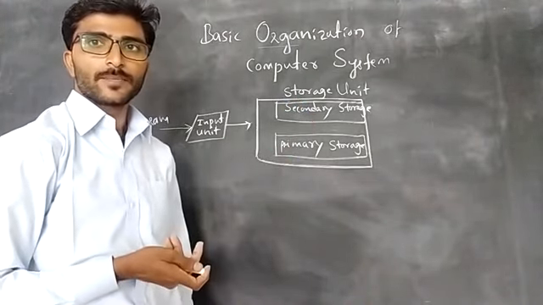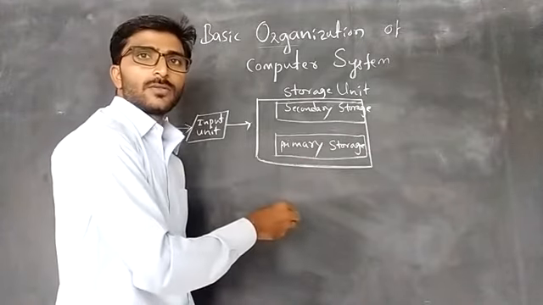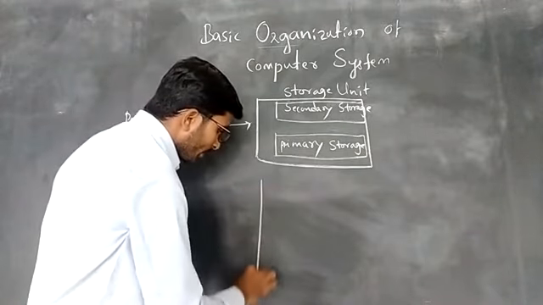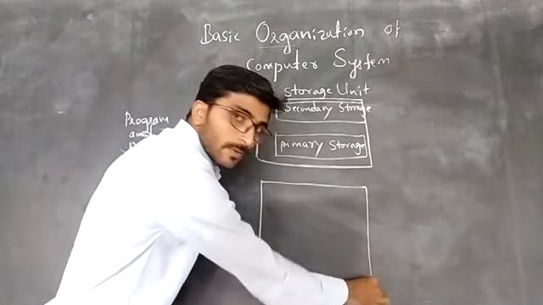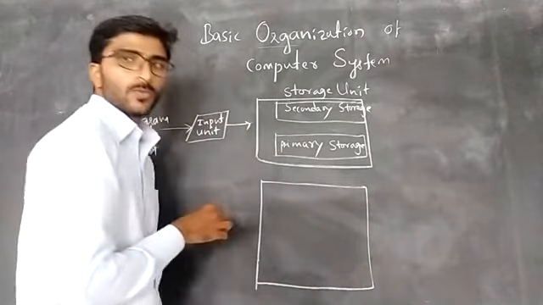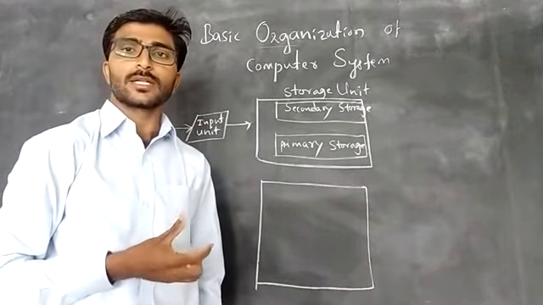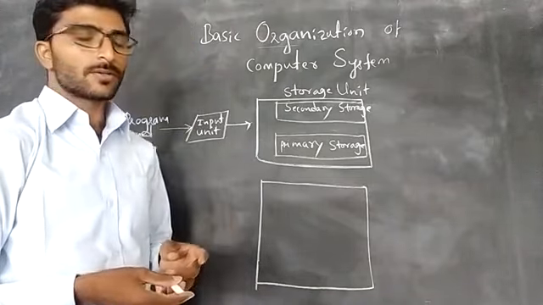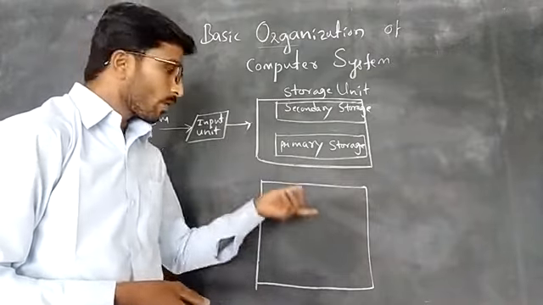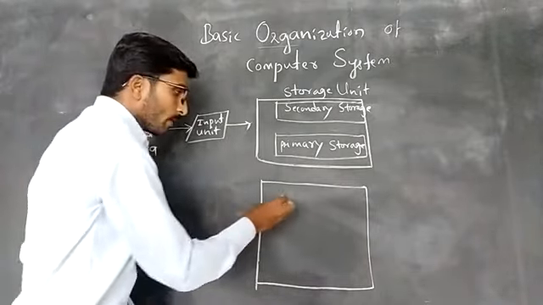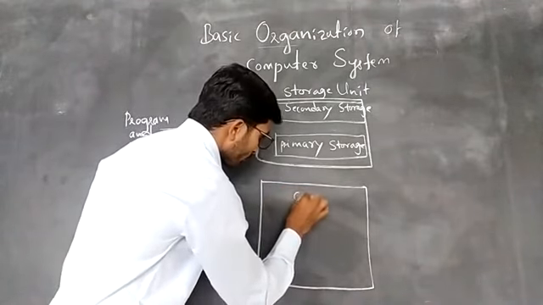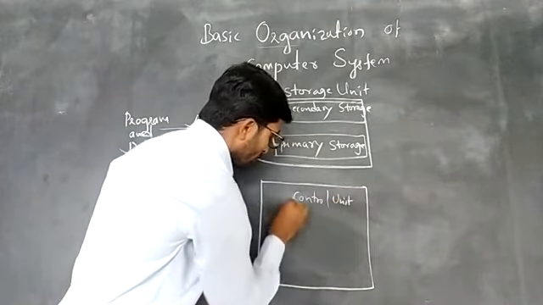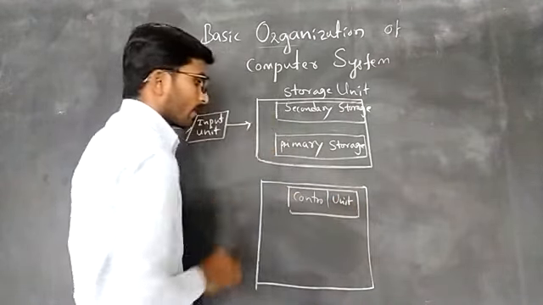After storing, there is a processing unit. We need to process the data. So after that, we have to create the processing unit. The processing unit contains two parts. One is the control unit, another one is the arithmetic logic unit. The combination of the two, I'll just draw. The first one is the control unit.